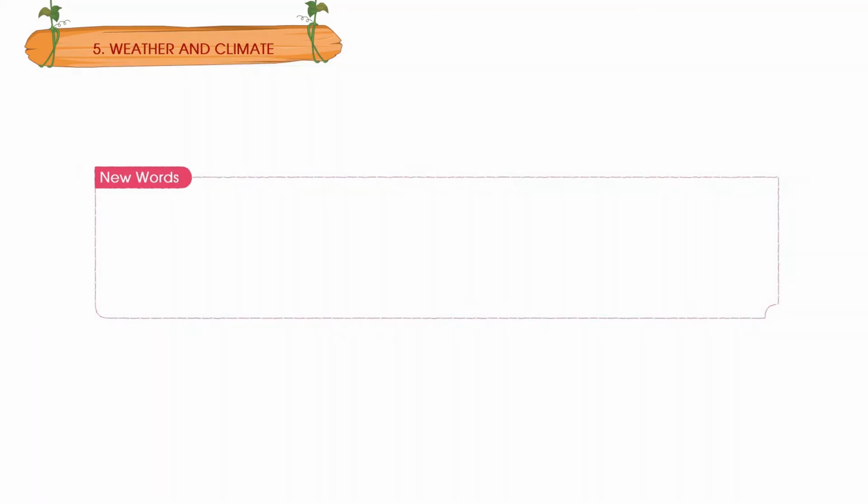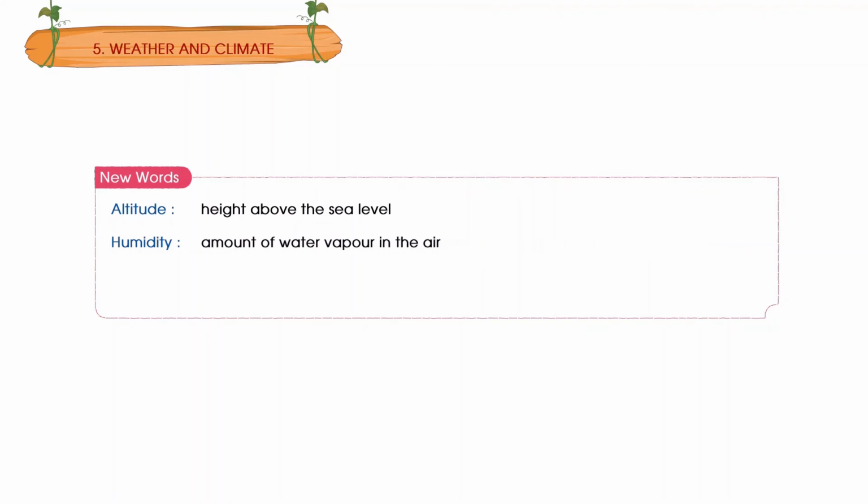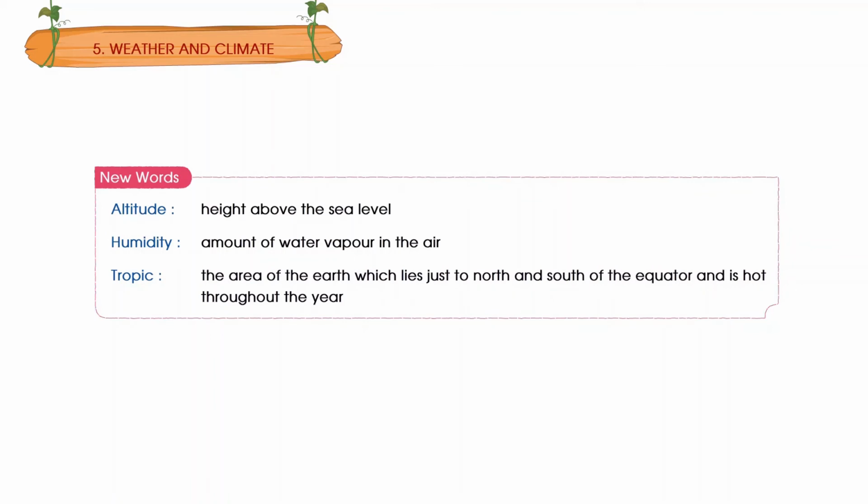New words. Altitude, height above the sea level. Humidity, amount of water vapor in the air. Tropic, the area of the earth which lies just to north and south of the equator and is hot throughout the year.